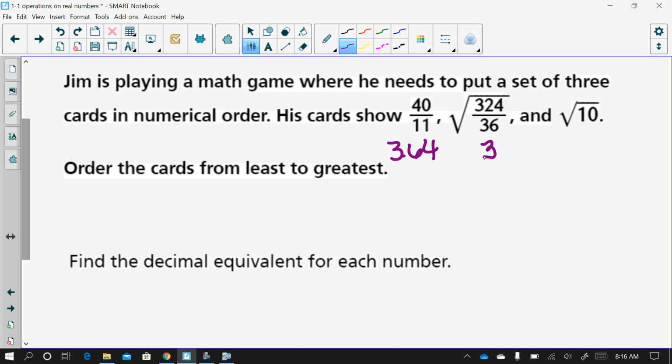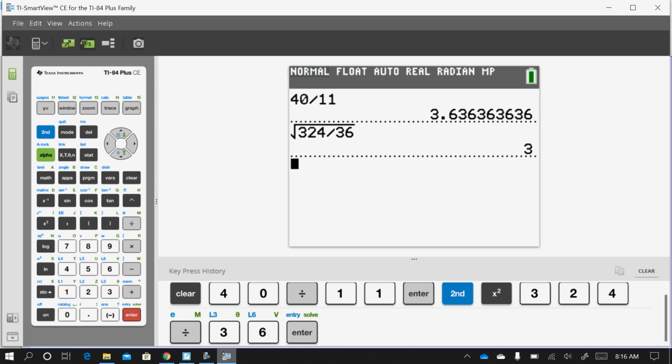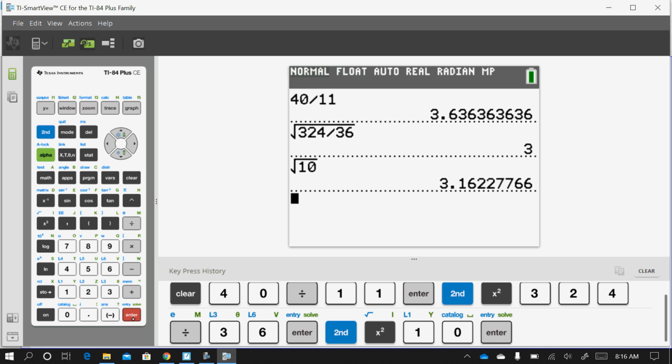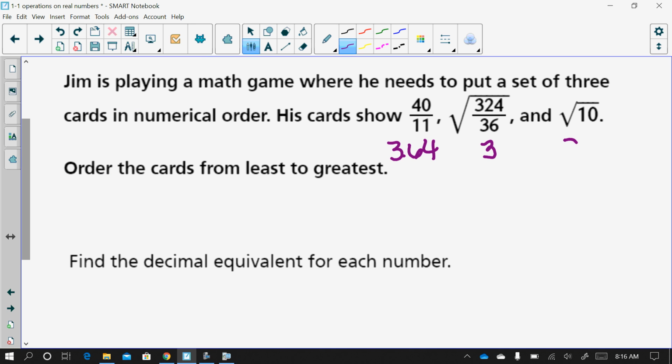And lastly, we want to know about the square root of 10. So second, x squared again, because notice the square root in blue above it. Square root of 10 is 3.16. It should be pretty easy now to see which one's the smallest and which one's the greatest.